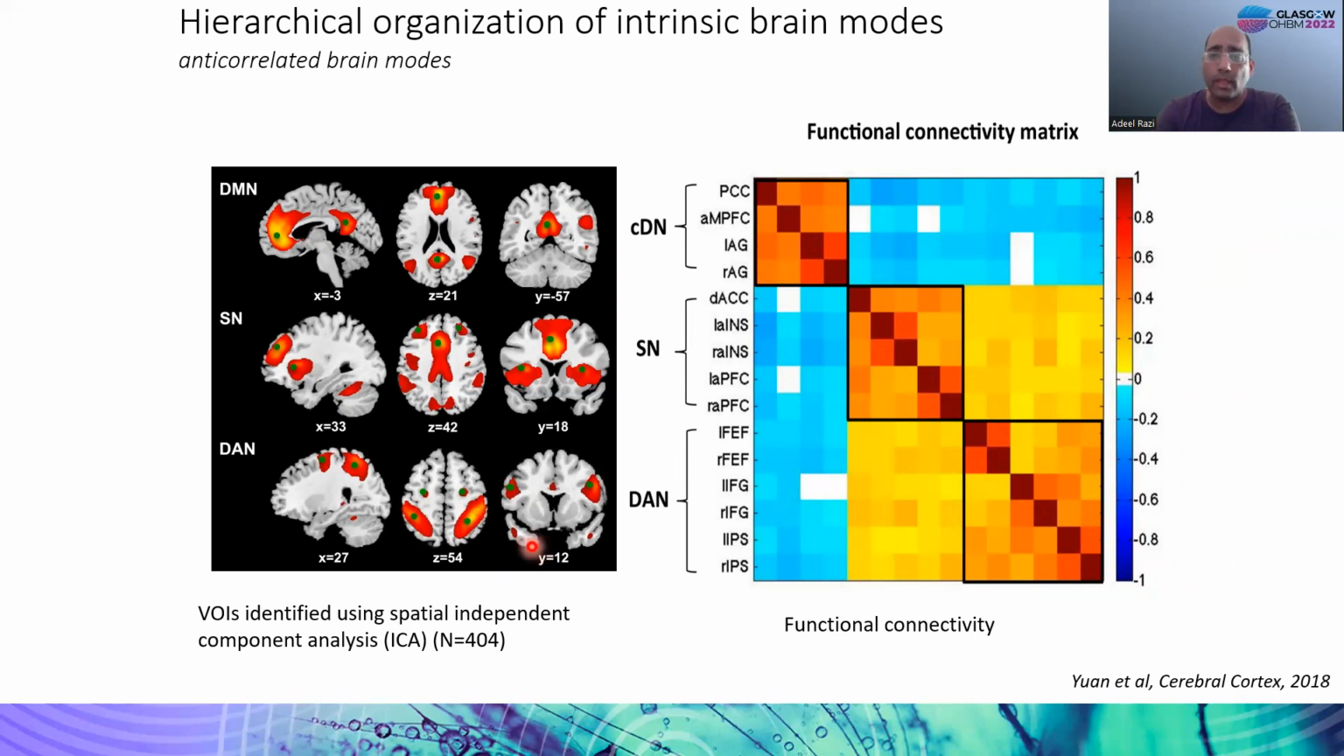So this is a very well-known result from cognitive neuroscience: that the DMN, which is a network related to internal processing, is anti-correlated with the task-positive networks, those which are basically outward focused. So this is a functional connectivity pattern where, as you can see, there's a clear anti-correlation between the DMN and the salience network and the dorsal attention network.